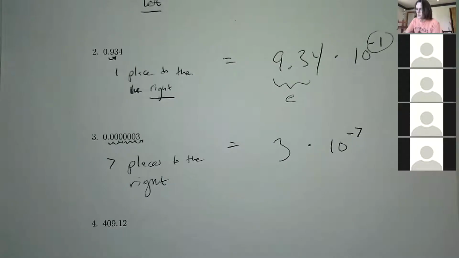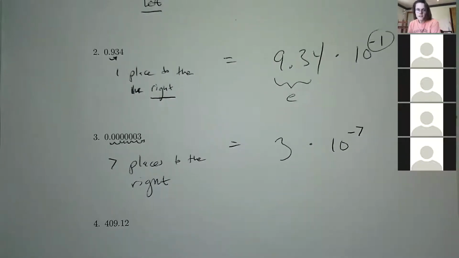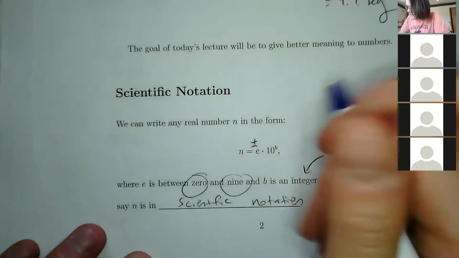All right, and so again, the 3 here would be my E, and the -7 would be my B. And you always want to verify that your E is between 0 and 9, and I guess 0 and 10 really. The B can be anything that's an integer. And so yeah, I guess I should revise this. I'm sorry. This should be 0 and 10, not 9.